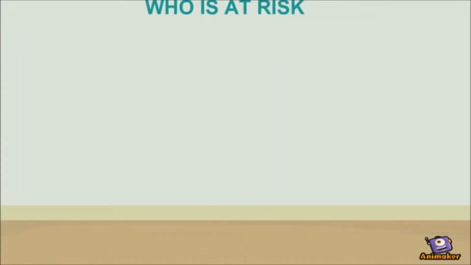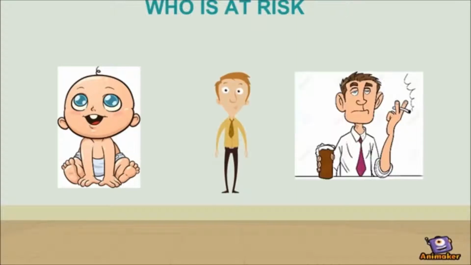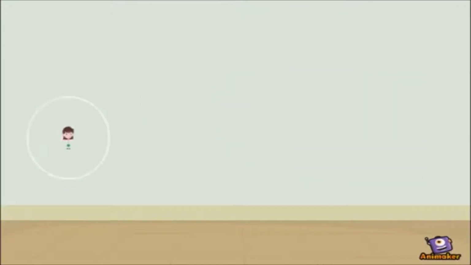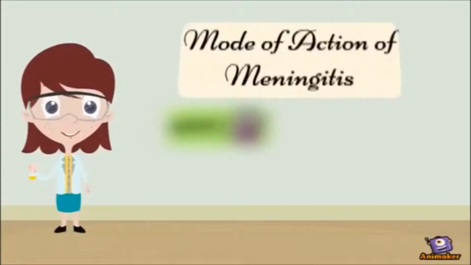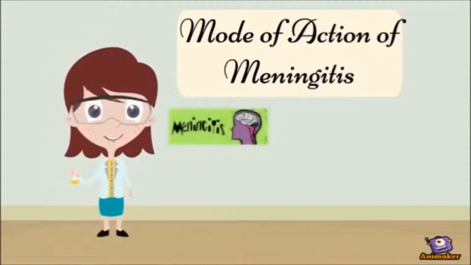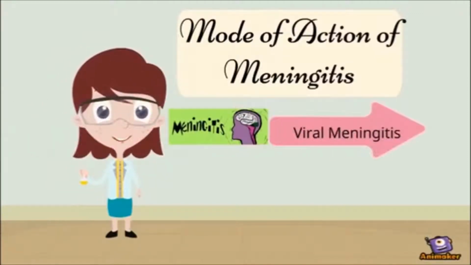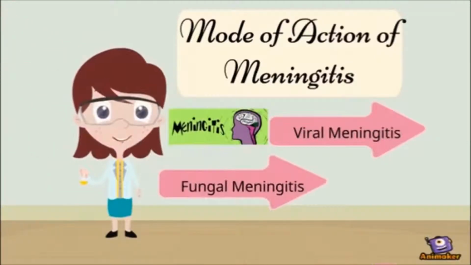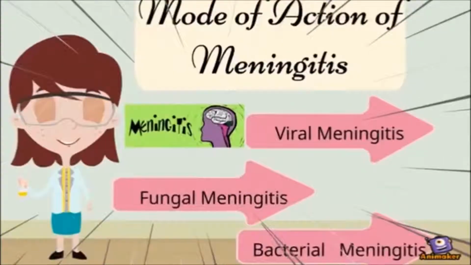Now, let's see who is at risk of meningitis. Babies, adults, and smokers. Now, let us proceed to the modes of transmission of meningitis. Firstly, viral meningitis. Second, fungal meningitis. And the third one, bacterial meningitis.